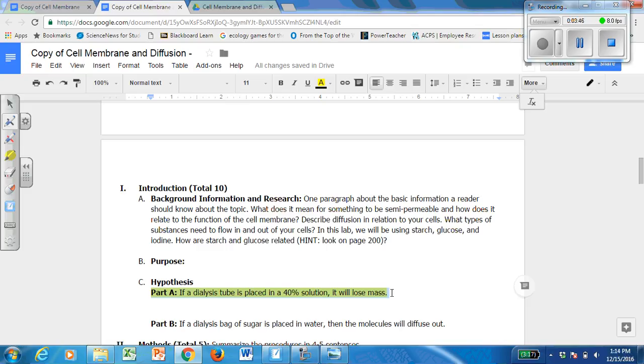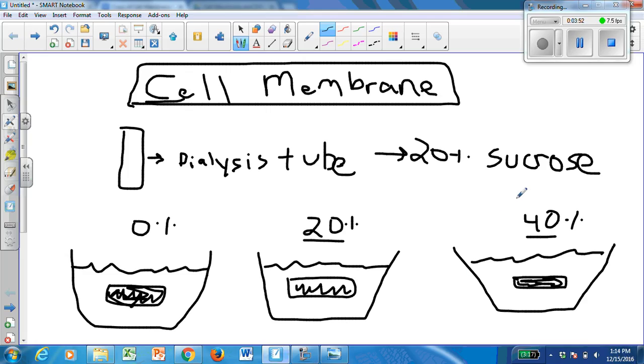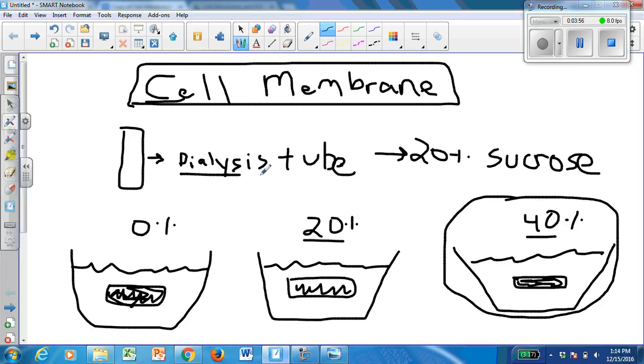So this one says if a dialysis tube is placed in a 40% solution, it'll lose mass. And if we look at our picture, they're looking at this one right here. If this dialysis tube filled with 20% sucrose is put in a 40% solution, the mass is going to decrease. Okay, and you don't have to be right. This is just a guess.